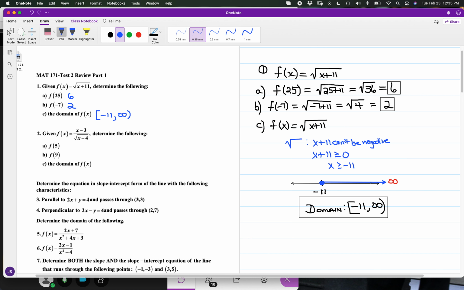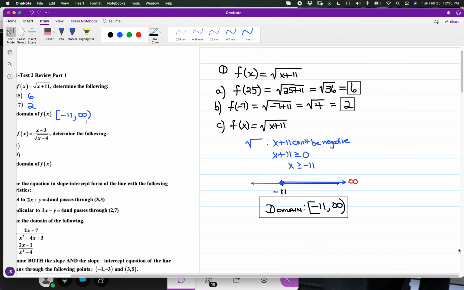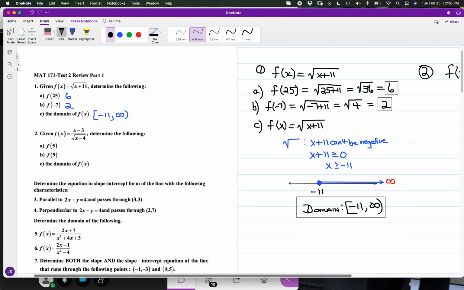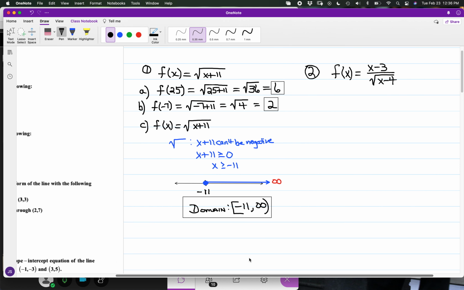Now, for what we have in the next function. Okay, so we have a blend of radical and irrational statement. Okay, and we have for f of x, x minus 3 over the square root of x minus 4. Okay, and just looking at the functional values, we're looking at f of 5 and f of 9.